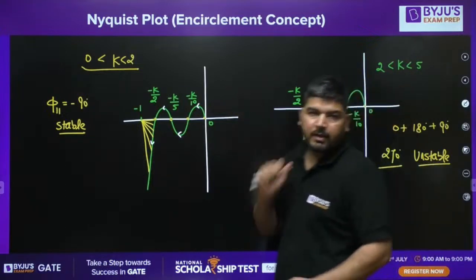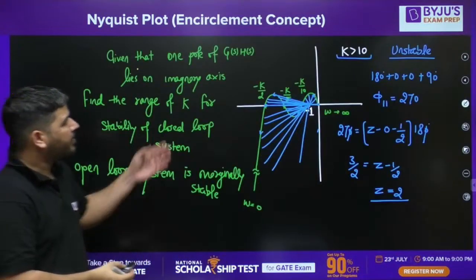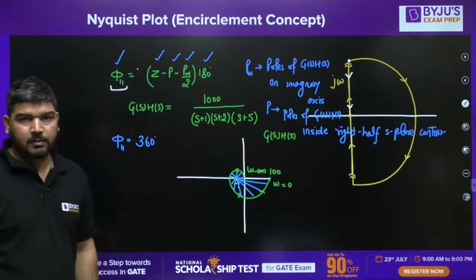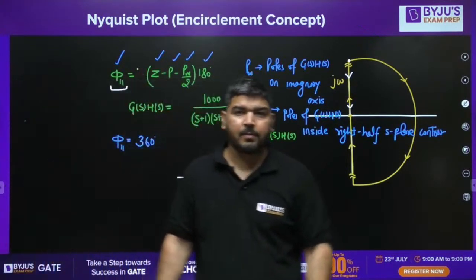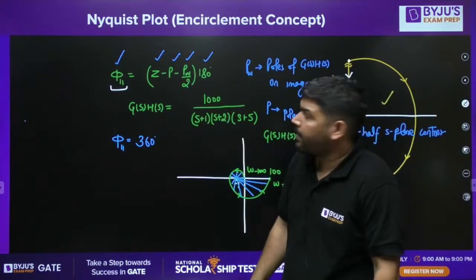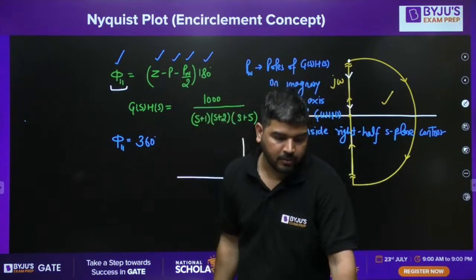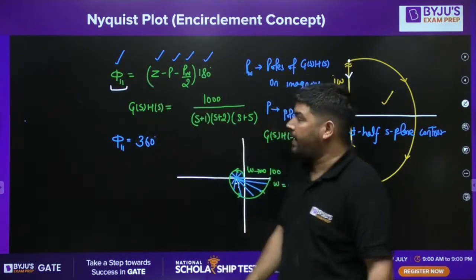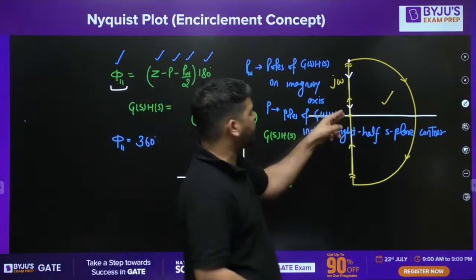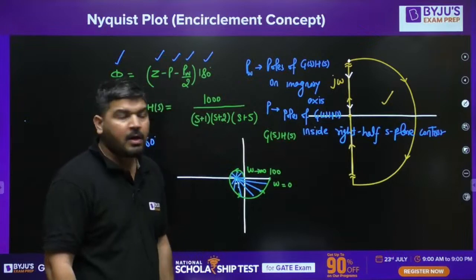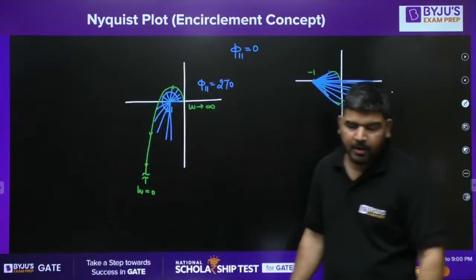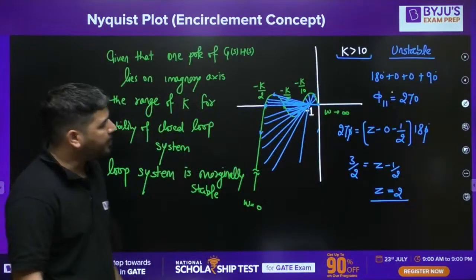So using this phi 1 1 concept, if you know how many poles are on the imaginary axis and how many poles of GSHS are inside this S-plane contour, then you can calculate the Z value. But for that you have to get the phi 1 1. It means there is no need for the entire Nyquist plot. Only the polar plot is sufficient. Only this side of mapping is sufficient. Using that polar plot, you can calculate phi 1 1 and check whether the closed loop system is stable or unstable. I hope it is clear, guys.